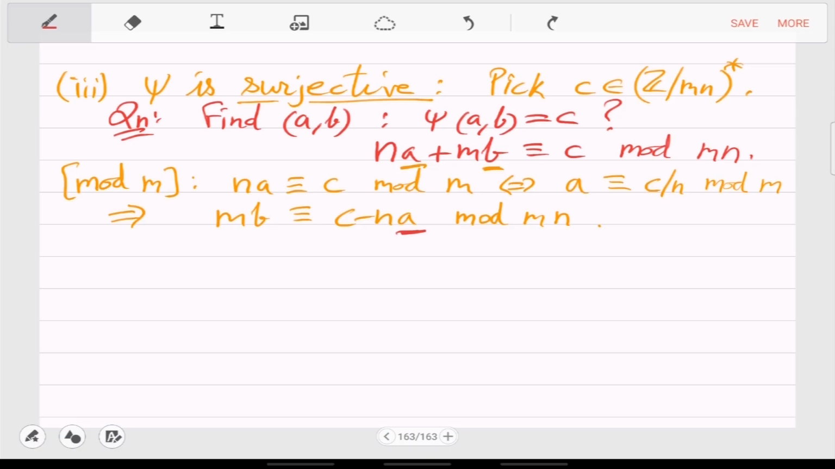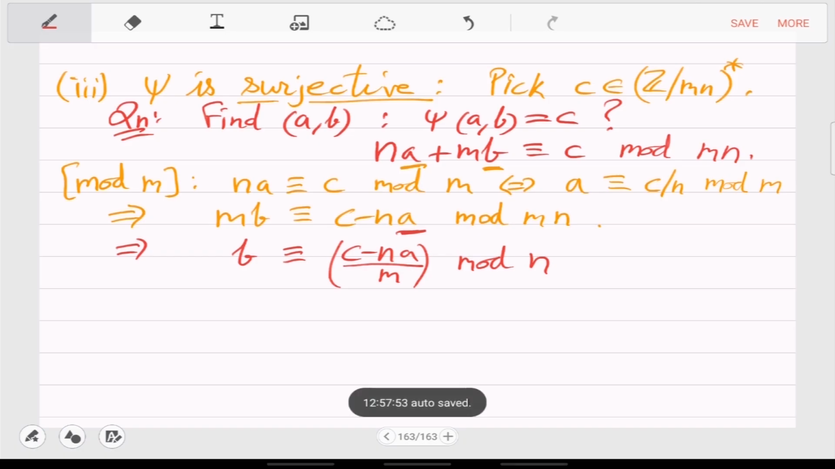Yeah, so you observe that in the previous line, C minus NA is divisible by M. It's a number which is divisible by M. So you can actually not compute the inverse by Euclid GCD, but you write it like this. You just do integer division. So C minus NA is a number divisible by M, so you divide and then you get another integer, and that integer mod M is your B.